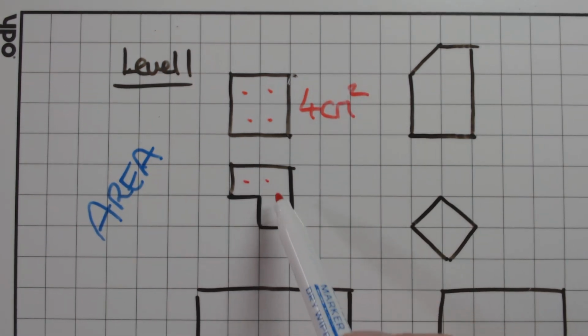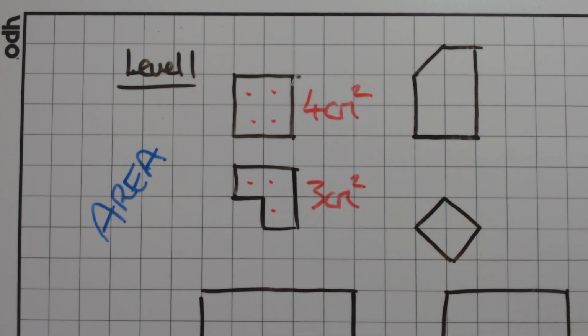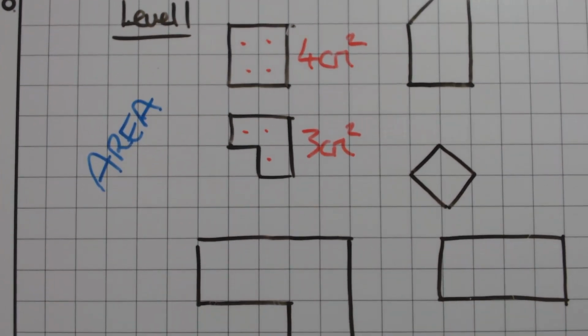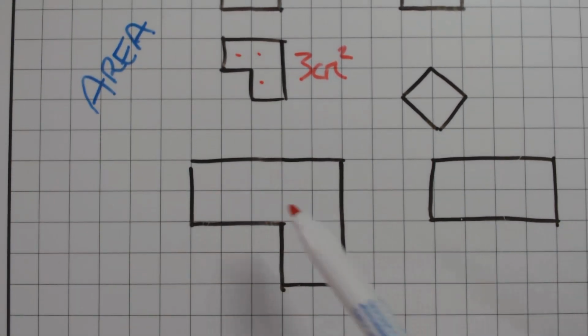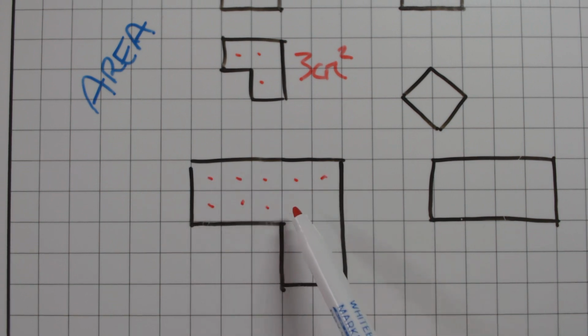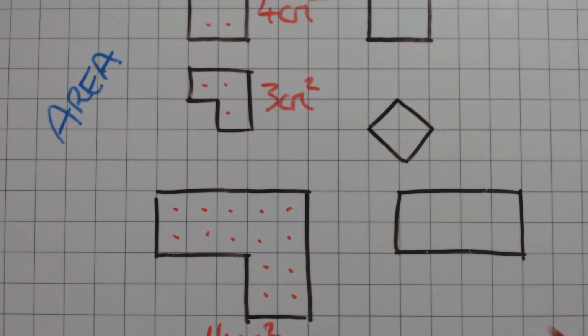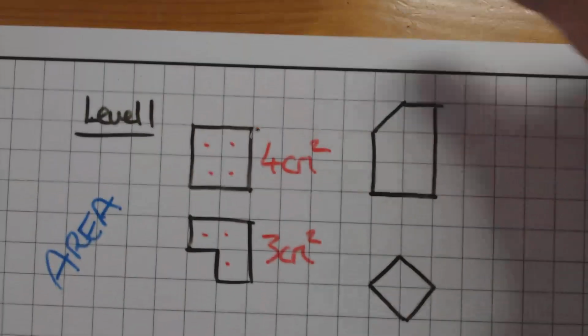This shape here, 1, 2, 3, so the area is 3 centimetre squared. Some of the shapes get a bit more complicated, but again, you just count the number of squares in the shape. So 1, 2, 3, 4, 5, 6, 7, 8, 9, 10, 11, 12, 13, 14. So that's 14 centimetre squared. This one here, 1, 2, 3, 4, 5, 6, 7, 8. So hopefully you're getting the hang of this. Centimetre squared.